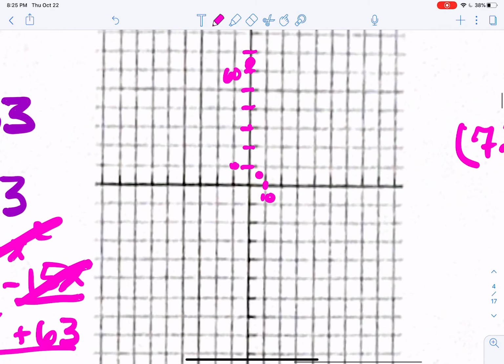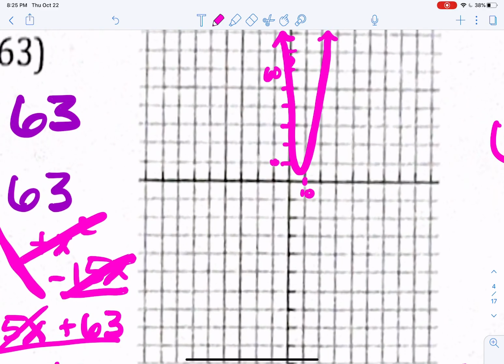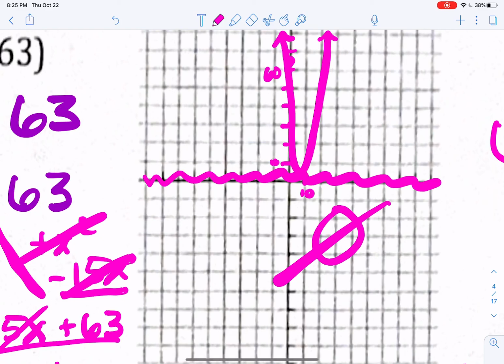So if that's my vertex and it's going up, it's doing one of these. In this case, because my vertex was already above the x-axis and we know it's going up, we know it's going to be a smiley face. We can see that it's not going to touch the x-axis, so there are going to be no solutions in this case. We don't even have to plot points, because regardless of what that parabola looks like, it's smiling, and its vertex is already above the x-axis, so it's not going to touch it at all.